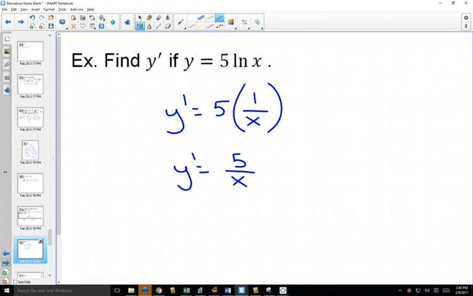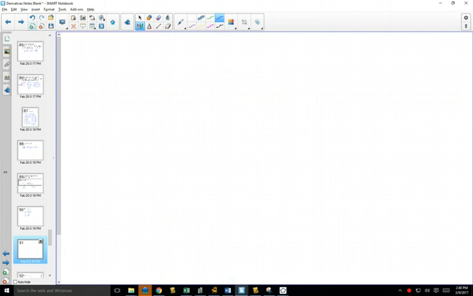Now, if the derivative of the natural log of x is 1 over x, what do you think the derivative, pick a number, of log any base of x is going to be? Again, for those of you that have seen derivatives of natural log of x, you haven't seen this yet. This is new.